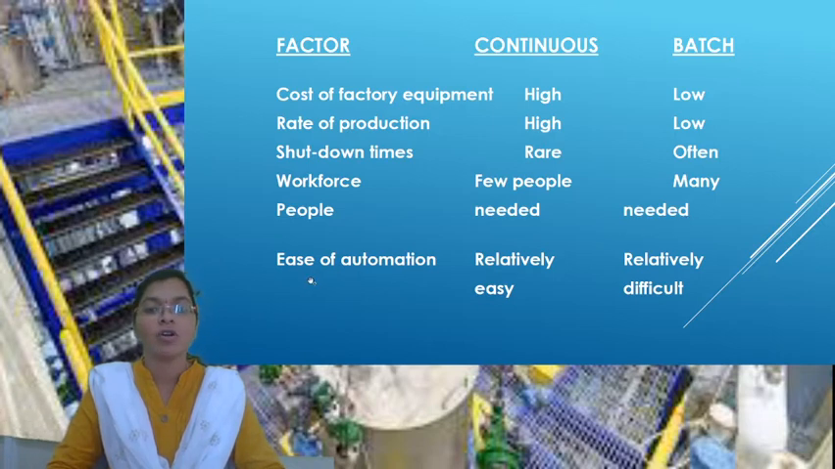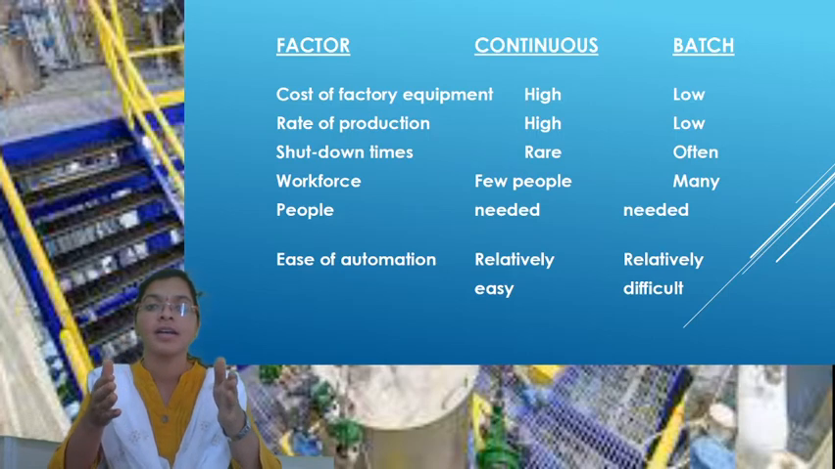So ease of automation, which is relatively easy. Automation is entirely related to continuous processes only. In the batch process, it is difficult. We are not controlling there, and we are not operating in an automatic way. So this is relatively difficult in the batch process. I think this is very clear about your batch process and continuous process. So remember one point: in the batch process, the materials and workforces are stationary at a particular place.